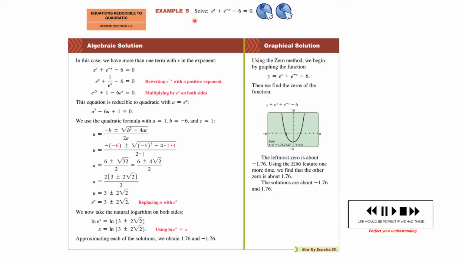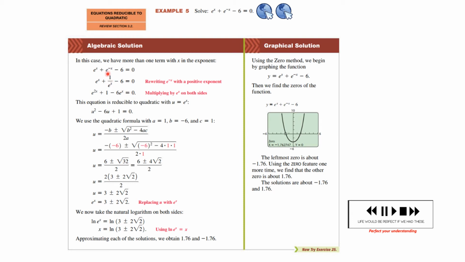Here's problem number 5. We have e to the x plus e to the minus x minus 6 is equal to 0. Well, for the graphical solution, we could use the zero method and try to find the zero of that function. We've learned how to do this. We find that x is approximately, and there are two solutions. There's one over here and there's one over here. You have to get both of them and use the feature 2 times, but the solutions are going to be approximately minus 1.76 and 1.76.